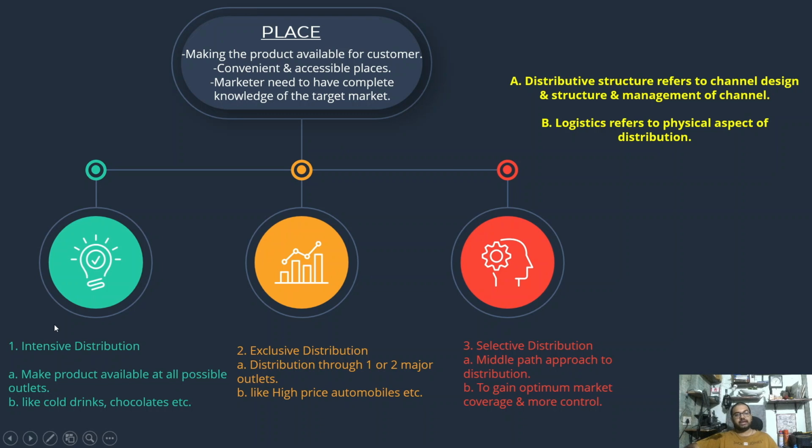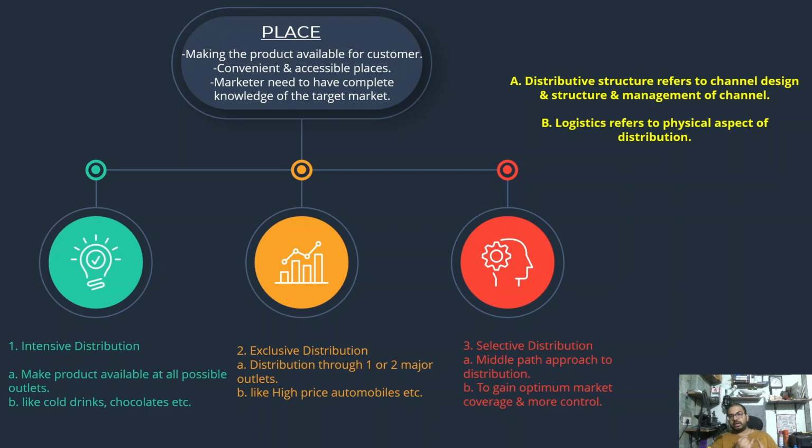So first and foremost, you have the intensive distribution. Now, as the name says, this process is very intensive. This distribution structure is very intensive. Intensive in the sense that the organization will be very aggressive in placing or in providing their product to all the possible locations which are there in that particular market. So they provide their product to every nook and corner of that particular market.